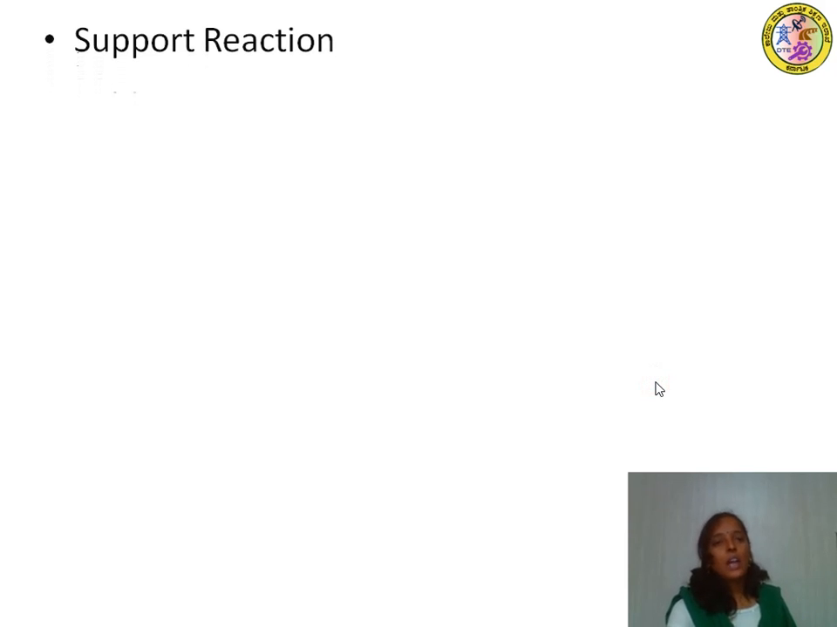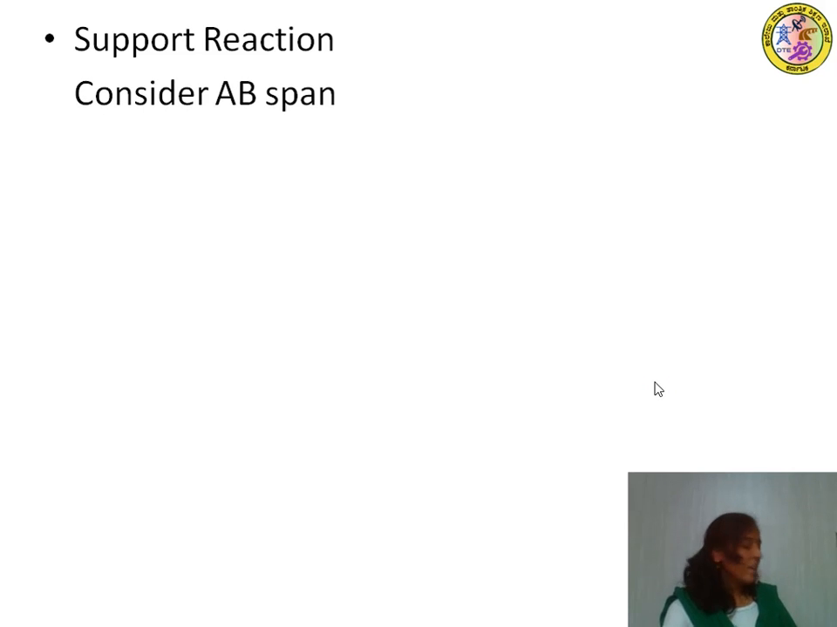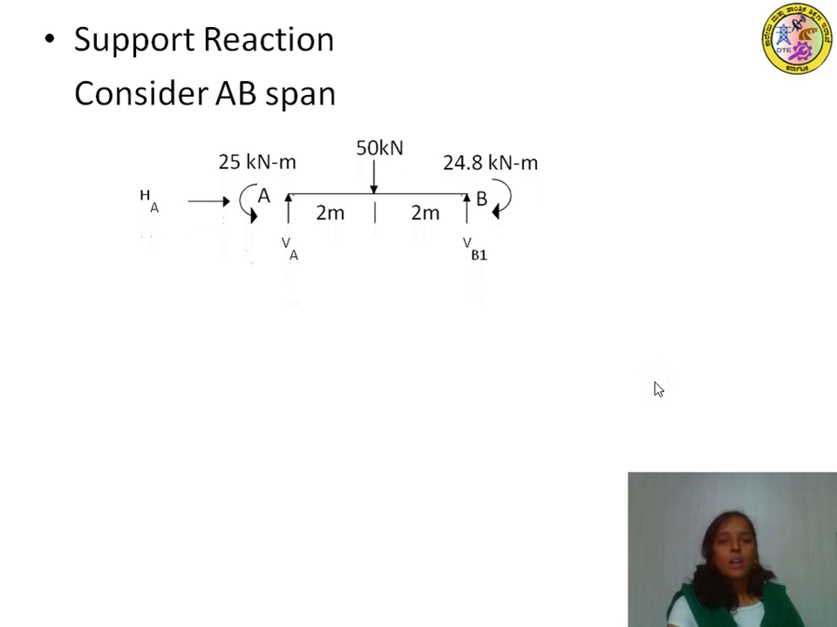So next step is to calculate the support reactions. The support reactions are calculated by considering each span separately. So first let us consider AB span. AB span is considered with the end moment. So we have calculated MAB as minus 25 and MBA as plus 24.8. The sign convention is plus means clockwise moments and minus means anti-clockwise moments, with the applied loading of 50 kilonewton. So let us consider reaction at A as VA and reaction at B as VB1.